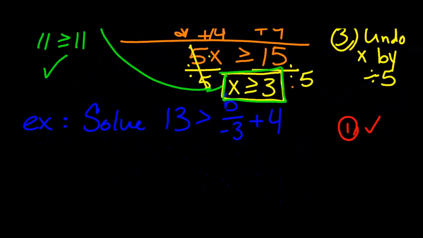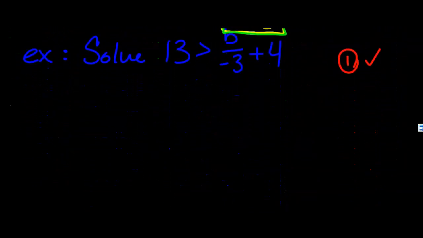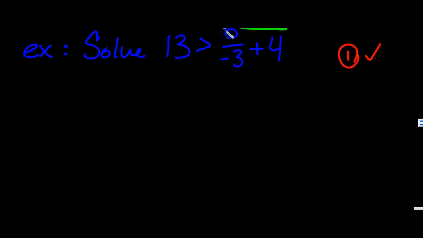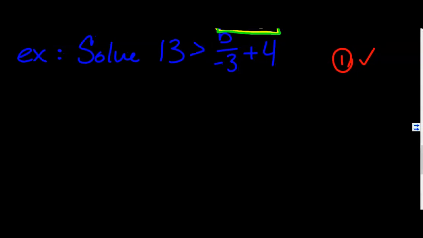Let's do another one. In this example, we have 13 greater than or equal to b divided by negative 3 plus 4. As we can see, step one, combining like terms or making sure the expressions on each side of the inequality statement are simplified, is already done for us. Each of these expressions is in fact simplified.